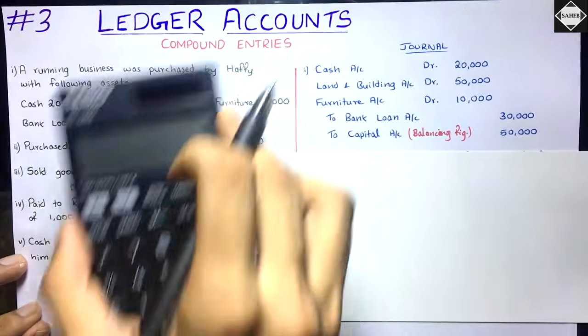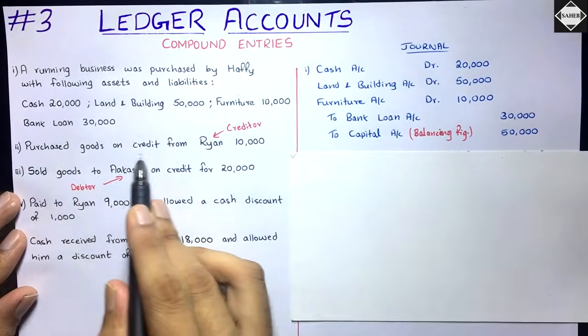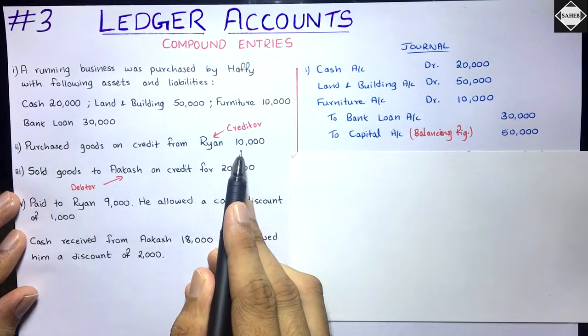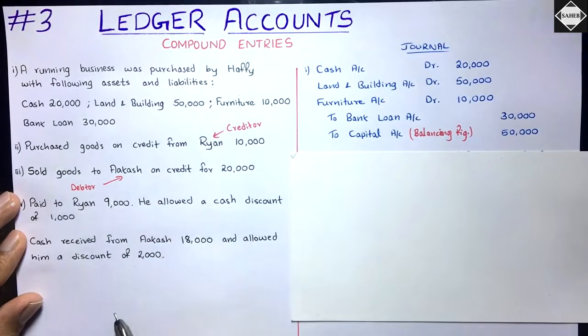Right. Moving on, then we have the next transaction. See here, purchased goods on credit from Ryan 10,000. This is a simple entry. You all know this. This is a credit purchase. What's the entry? You all know this entry. We have been seeing this.